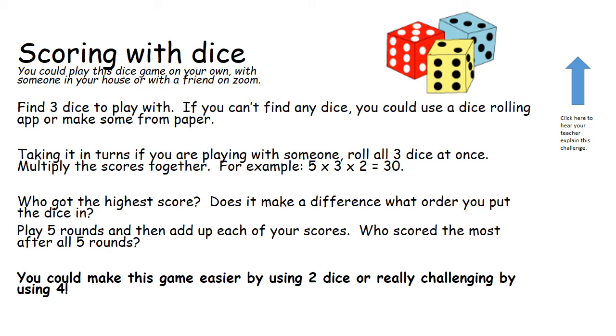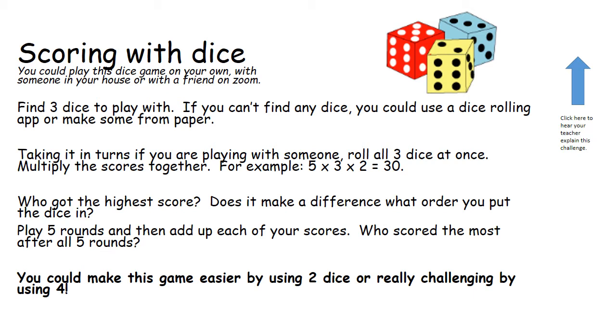You need to find 3 dice to play with. If you can't find any dice, you could maybe use a dice rolling app on a tablet, or you can maybe make a dice from paper, or perhaps cut some paper into little squares, write the numbers 1 to 6 on them, and maybe pop them in a box so you can pull them out. So hopefully if you can't find any dice, there's lots of different ways you can get around that problem.